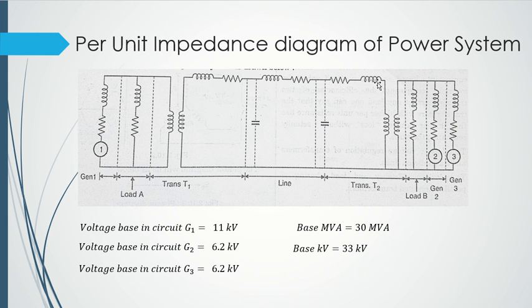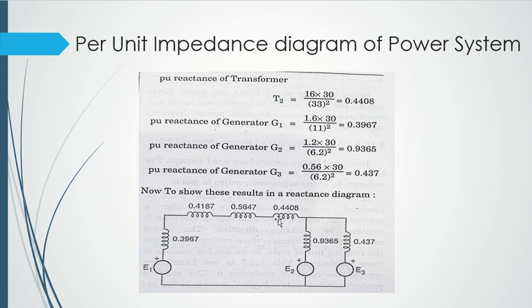After the transmission line, what did we have? We had transformer T2 connected over here. So here again we will take transformer T2, and we will represent it with a simple coil or inductance or reactance, and again we will put the per unit value of transformer T2's reactance. So what is the per unit reactance of transformer T2? We have 0.4408, so we are putting 0.4408 over here.